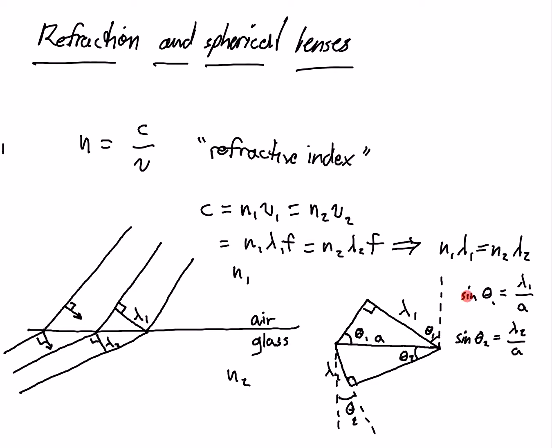The trig gives us that sine theta 1 is lambda 1 over A, and sine theta 2 is lambda 2 over A. A little algebra using these three equations then will give us n1 sine theta 1 equals n2 sine theta 2. So this is the relationship that tells us about the trajectory of the incoming ray and how its angle of incidence is changed when it's transmitted into the material. And this change in angle is called refraction.